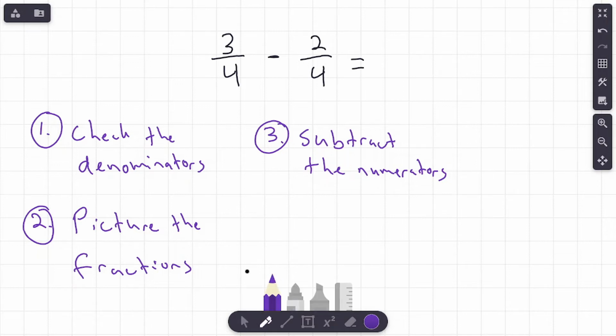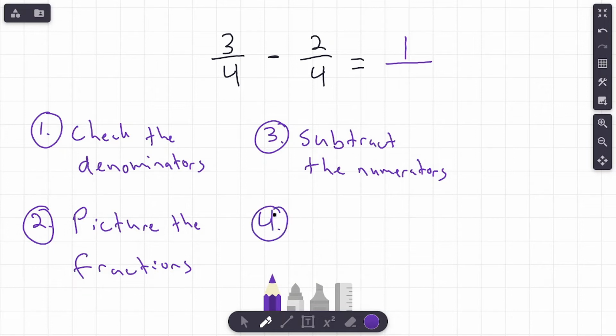So let's do that. We've checked the denominators. They're the same. We're picturing in our brain what 3/4 looks like, and we're going to take away 2/4. We can see that in our head, what that looks like. Now, we're going to subtract these numerators. So we're going to do 3 minus 2. That gives us 1. Am I right? 3 minus 2 is 1.